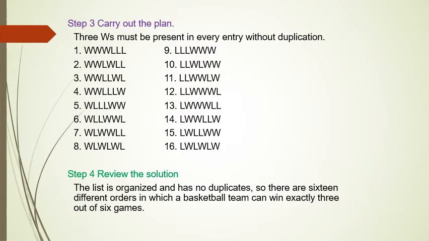Then, if we proceed with our step 4, which is reviewing the solution, we will see the list is organized and has no duplicates. So there are 16 different orders in which a basketball team can win exactly 3 out of 6 games.